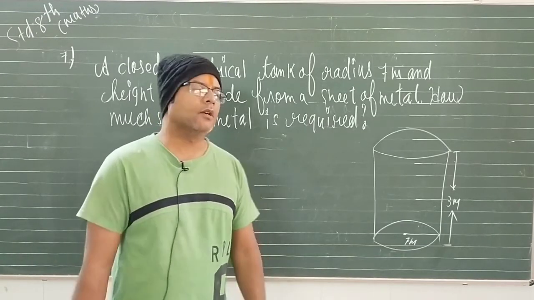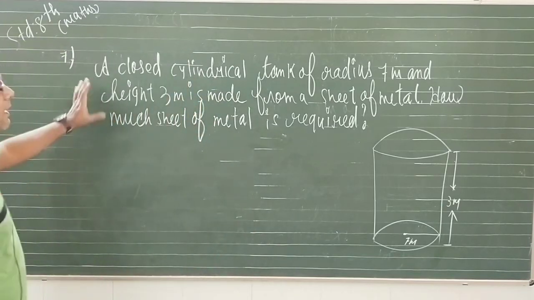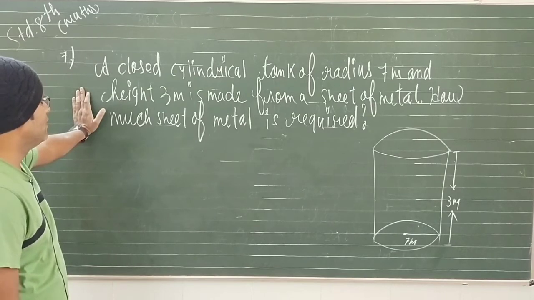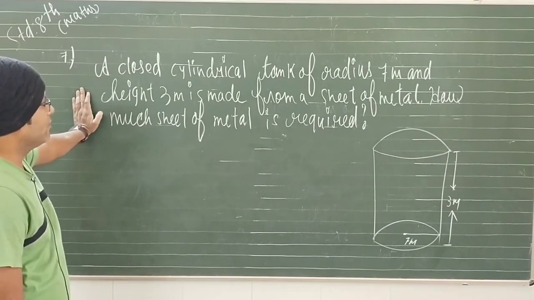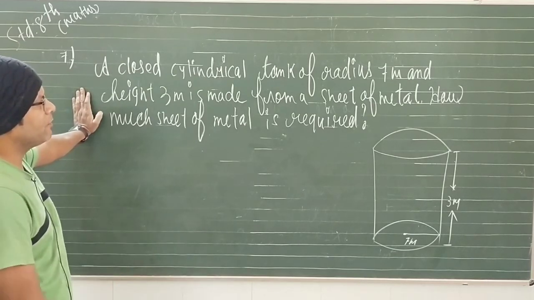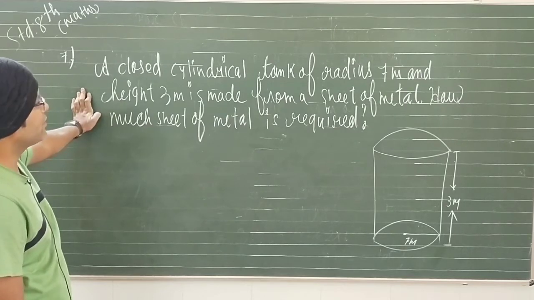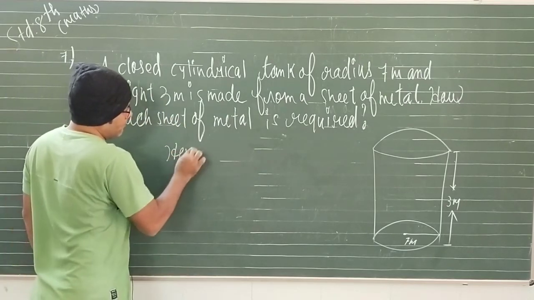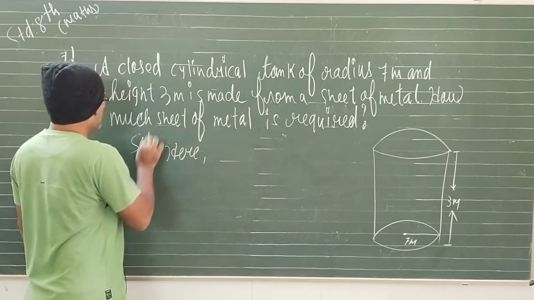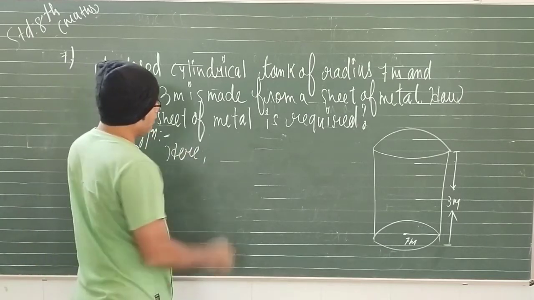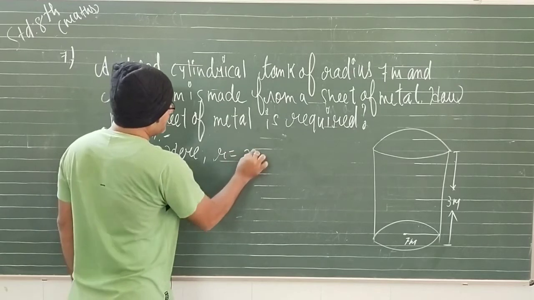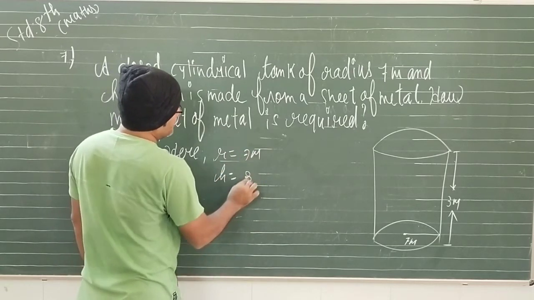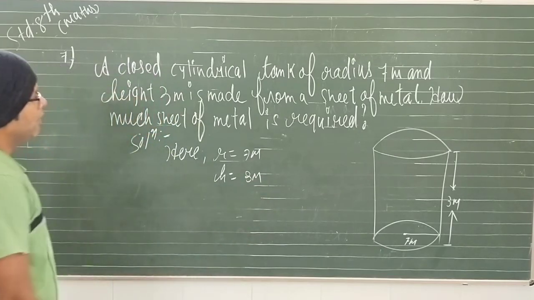And now sum number 7. Here a closed cylindrical tank is given. Radius you can see that 7 meter, height 3 meter. It is made from a sheet of metal. How much sheet of metal is required, that you have to find. So here, first of all radius 7 meter, height that is 3 meter. Okay.